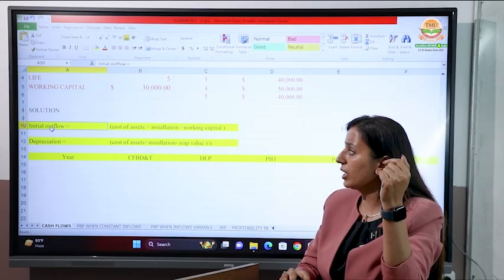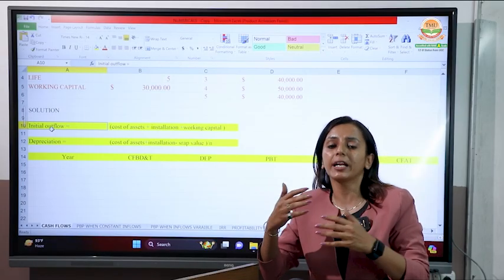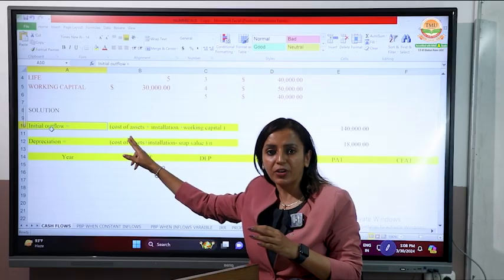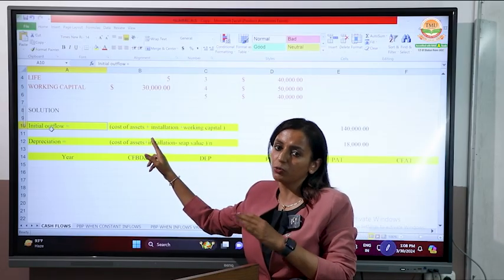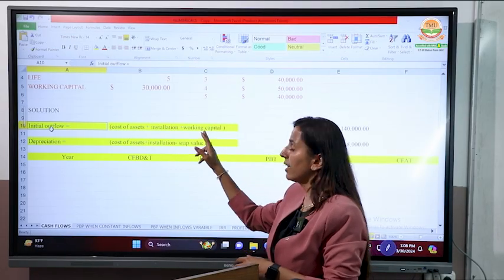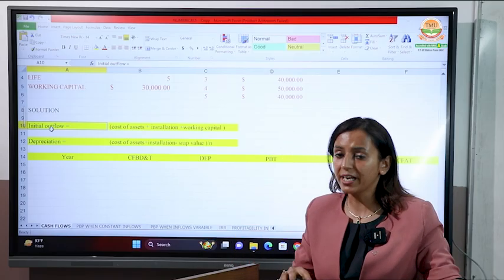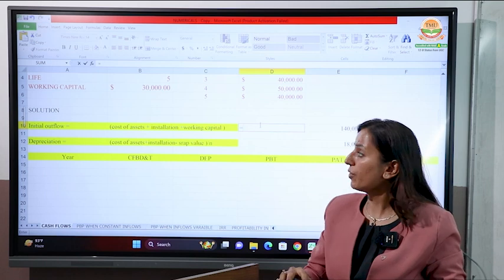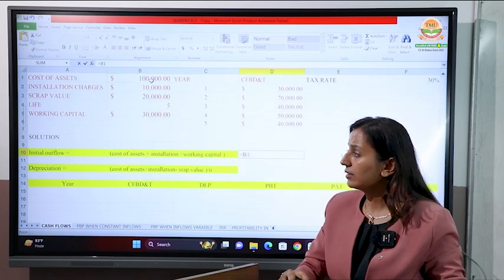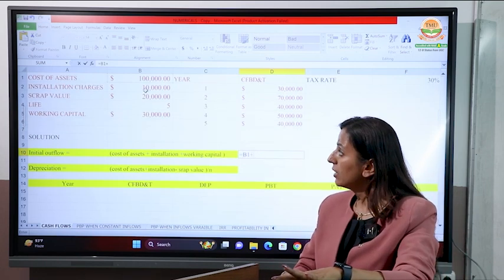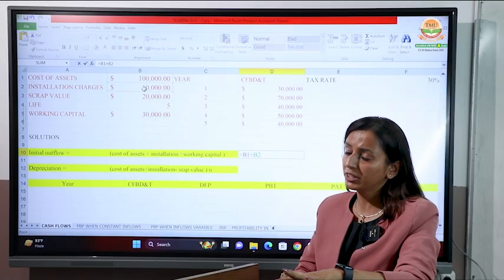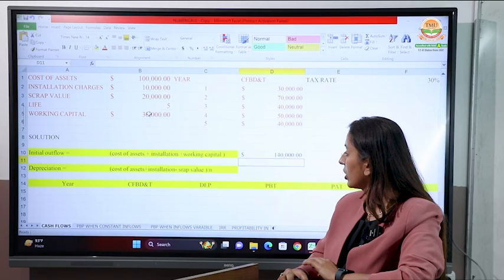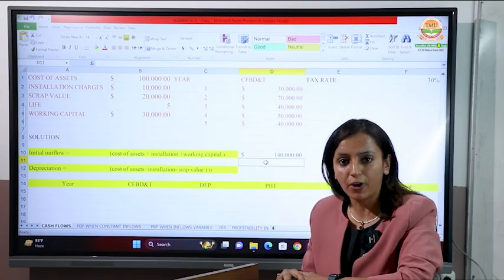First, we find out the initial cash outflow, what we are actually putting into our business. For that we take the cost of assets plus installation charges, and then we add the working capital. Now we will solve this question. We put the formula: cost of assets plus installation charges of 10,000 plus working capital of 30,000. That means the total cash outflow will be 1,40,000.